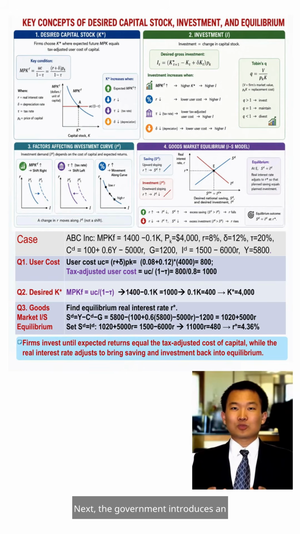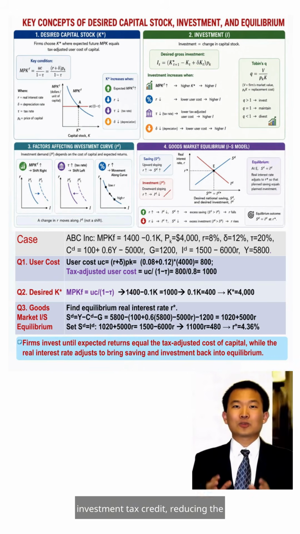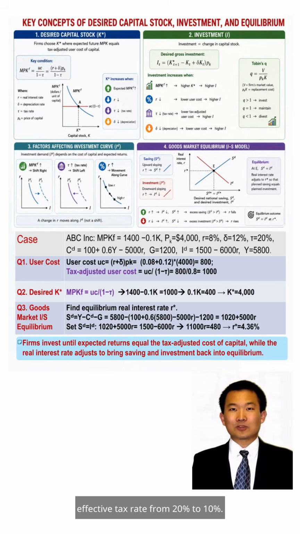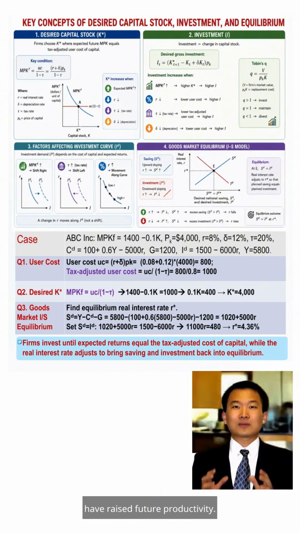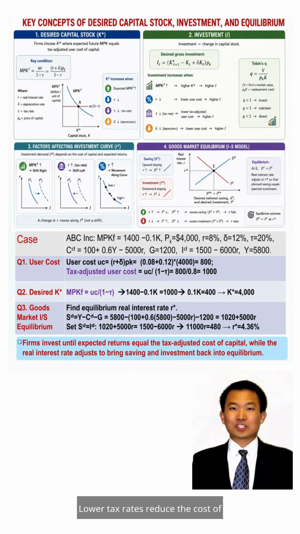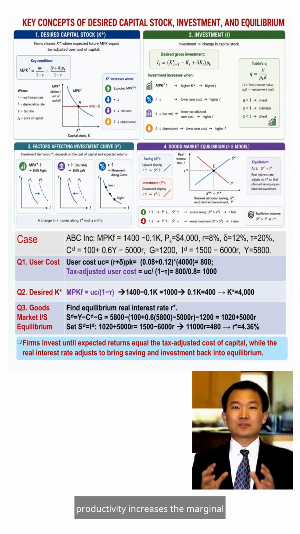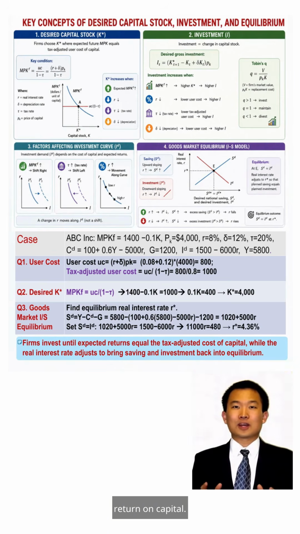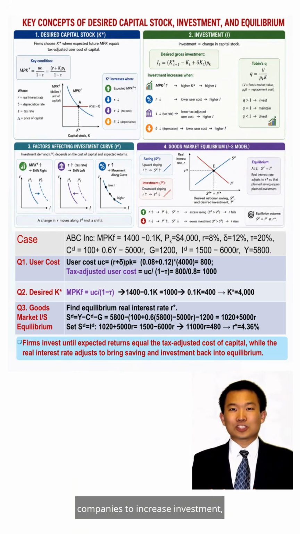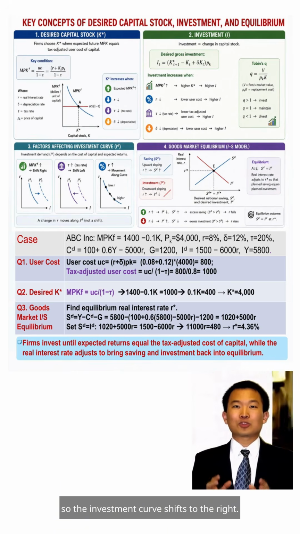Next, the government introduces an investment tax credit, reducing the effective tax rate from 20% to 10%. At the same time, optimistic expectations for high-tech demand have raised future productivity. Lower tax rates reduce the cost of capital, while higher future productivity increases the marginal return on capital. Both of these forces will drive companies to increase investment, so the investment curve shifts to the right.